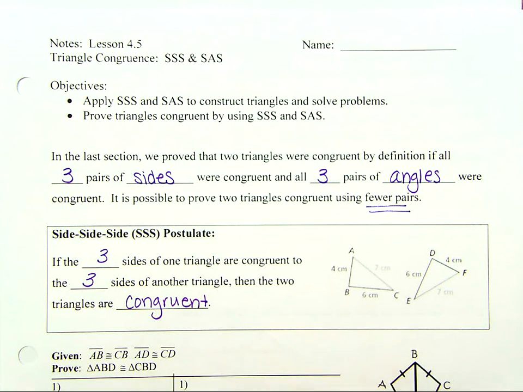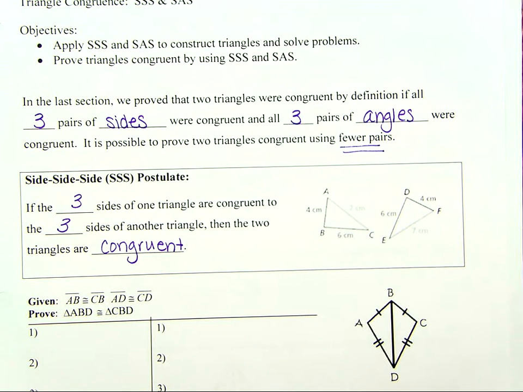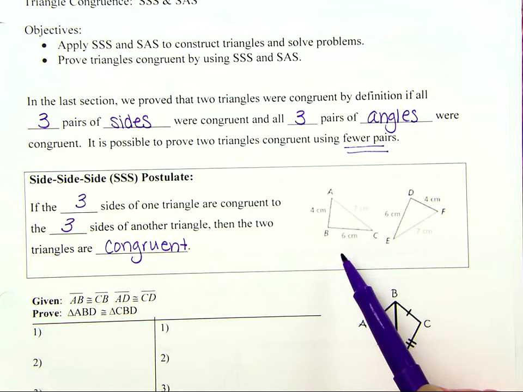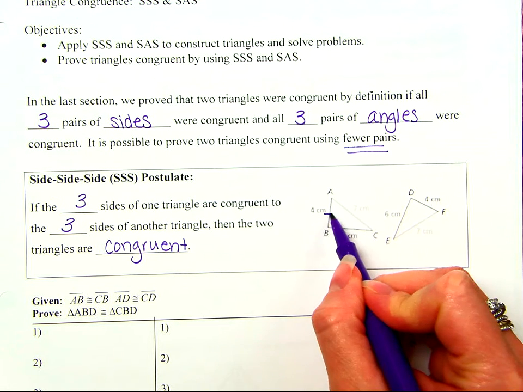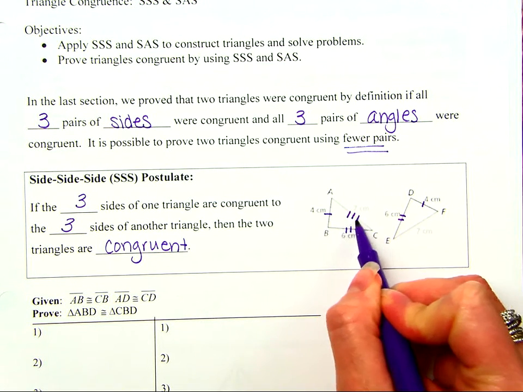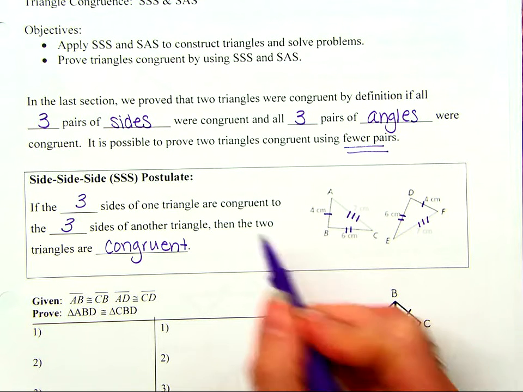So as you take a look at the diagram showing the two triangles ABC and DEF, I see I have sides of 4, 6, and 7 centimeters, and over here 4, 6, and 7 centimeters. Well, that information is enough for me to prove my triangles congruent. Even though I don't know anything about my angle pairs, I do know that I have 3 sets of congruent sides. Therefore, it is showing me the side-side-side shortcut.